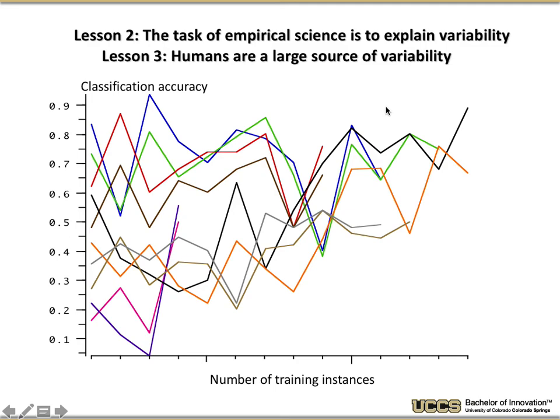One of the other hypotheses we start with, some of the important lessons that Paul was trying to point out, is that empirical science wants to explain variability, and humans are a large source of variability. So if I look at this data, can you draw any meaningful conclusions of which algorithm is better? Yeah. So it's really hard to draw any conclusions at this point. In fact, some of them are variants of the algorithm, so it's a little bit more complicated.